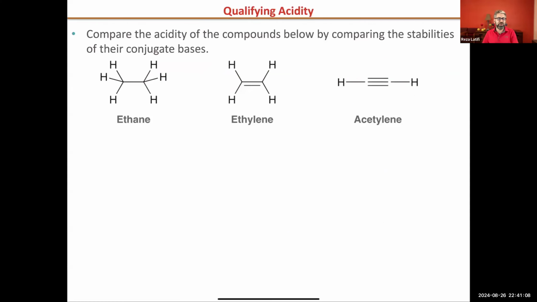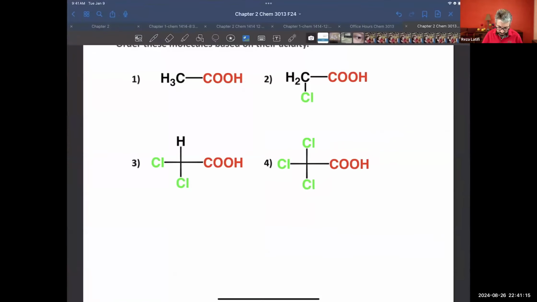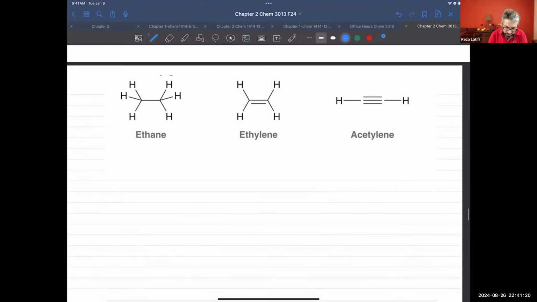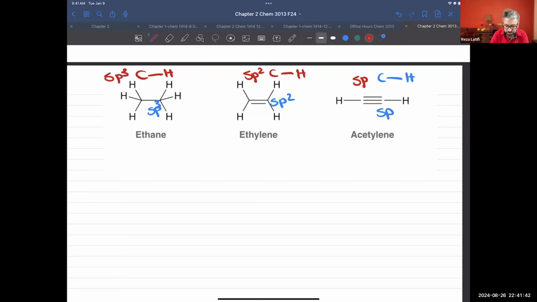Okay, we have 3 carbons, and the only difference between them is the hybridization. I think I need more space to work on this equation. Again, the only difference between them is the hybridization. So we have sp3 here, this one is sp2, and that is sp. So a carbon attached to hydrogen where the hybridization of carbon is sp, one where it is sp2, and one where it is sp3.